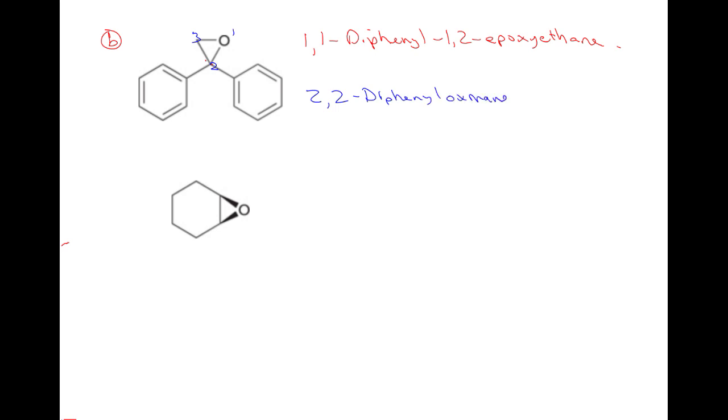All right, and the next one, it's kind of difficult to name this as an oxirane and name the cyclohexyl ring as a substituent. So I think the easiest way to name this one is just to say that it's 1,2 epoxy cyclohexane, like that.